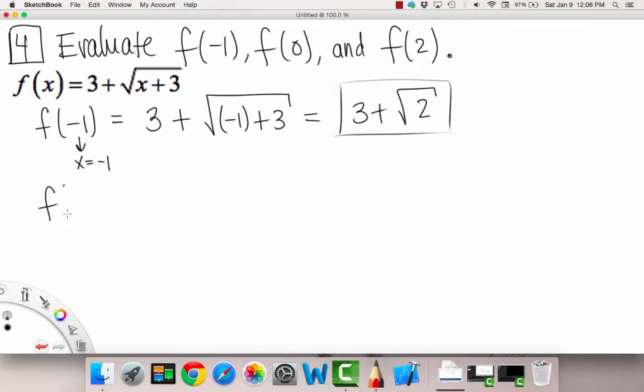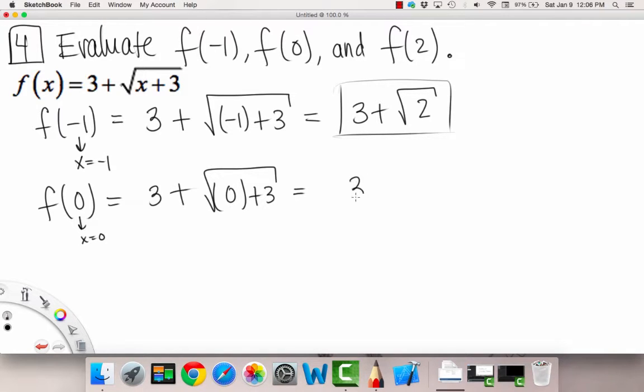Okay? So now let's try f of 0. We're going to do the same thing. This 0 inside the parentheses means that our x is equal to 0. That's our specific input we're given. So 3 plus, and then inside the square root we have 0 plus 3. So this is equal to 3 plus the square root of 3. Okay, so that's our second output there.